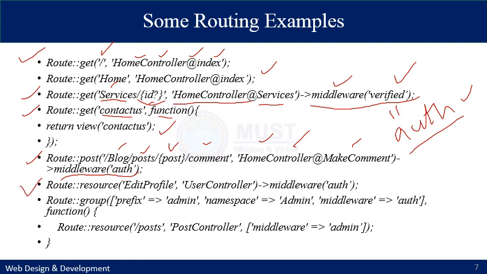So the next route is very much important to consider. It is a resource kind of route. That means you can create all the possible actions such as insert, update, delete with the resource route. So in this case you have a route called edit profile, and now the controller is changed. That means you want to access the user controller only.